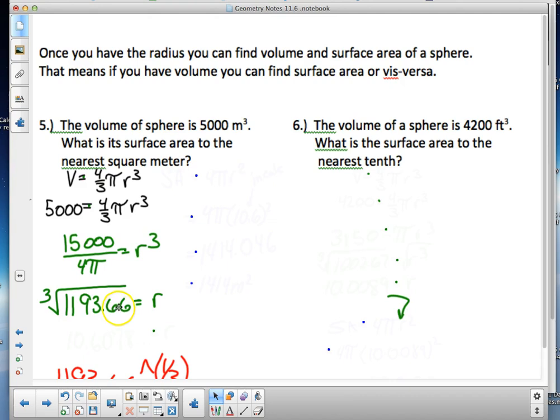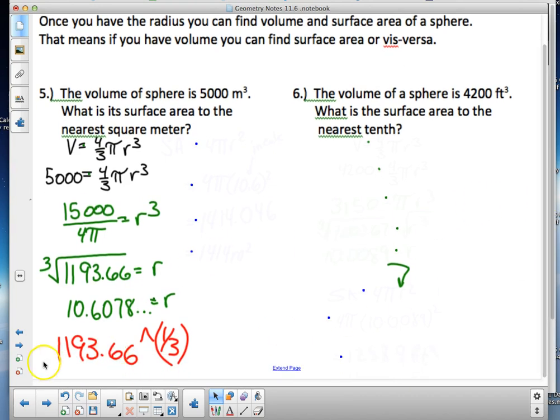1,193.66. I take the cubic root of both sides, and I leave this value in my calculator. This is my r. In order to do that cubic root on my calculator, I can put 1193.66 raised to the 1/3 power like this, and it'll return 10.6078. Use your 10.6078 as the radius in the surface area formula to find the surface area of the shape that we're asked about.